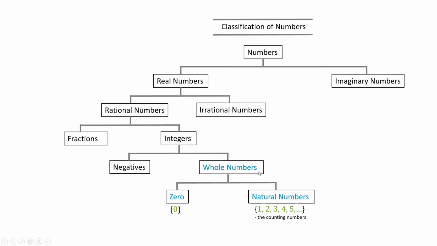Whole numbers. These are numbers which are not negative, fractional, or decimal. These are 0, 1, 2, 3, 4, 5, and so on. Negatives. Numbers which are less than 0. So, these are -1, -2, -3, -4, -5, and so on.